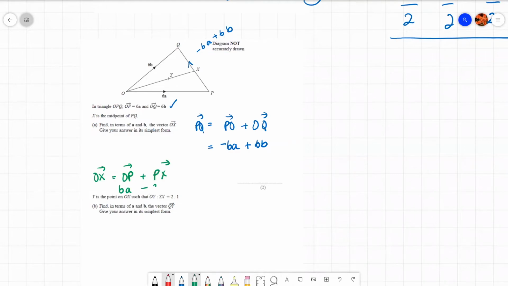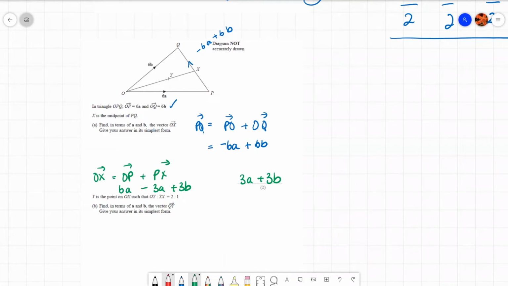And I'm going to have minus 3A plus 3B. And I can simplify that to get 3A plus 3B. Okay, so quite a few steps there involved. Now the next one says, Y is the point on OX such that OY to YX is 2 to 1. Find in terms of A and B the vector QY. Give your answer in its simplest form.